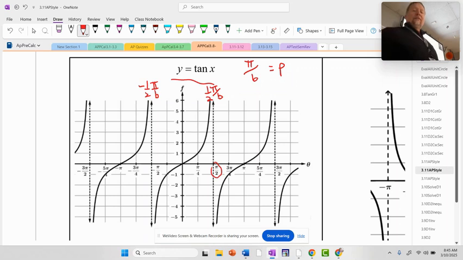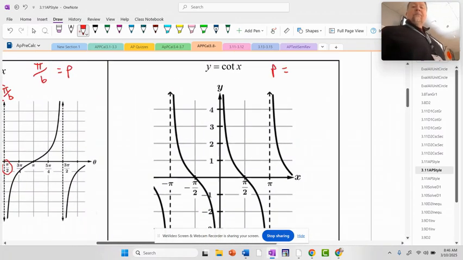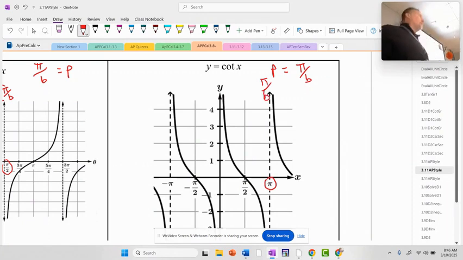Just a note to self, and one more note to self: tangent increases. And this is where the A value goes. So that's A equals 1. Whatever A is, that's what it is. If there's a 3 there, it stretches, and so on and so forth. Half shrinks. Whereas cotan has the same rules, pi over B, except that is what the asymptote is. That's why tangent is easier.